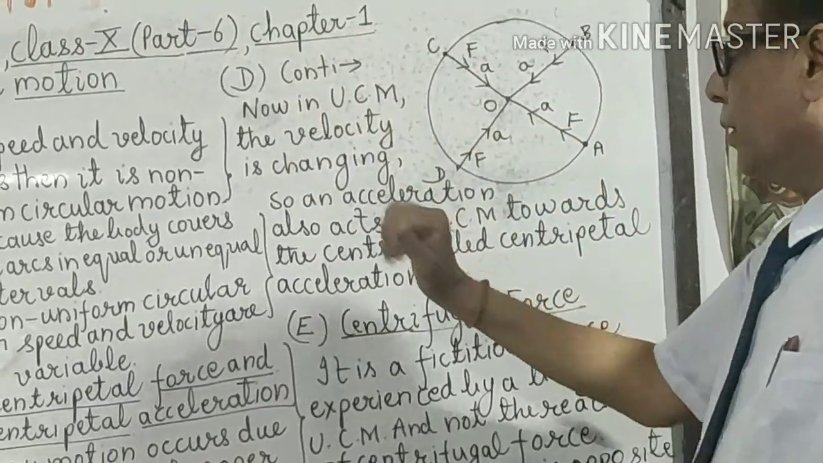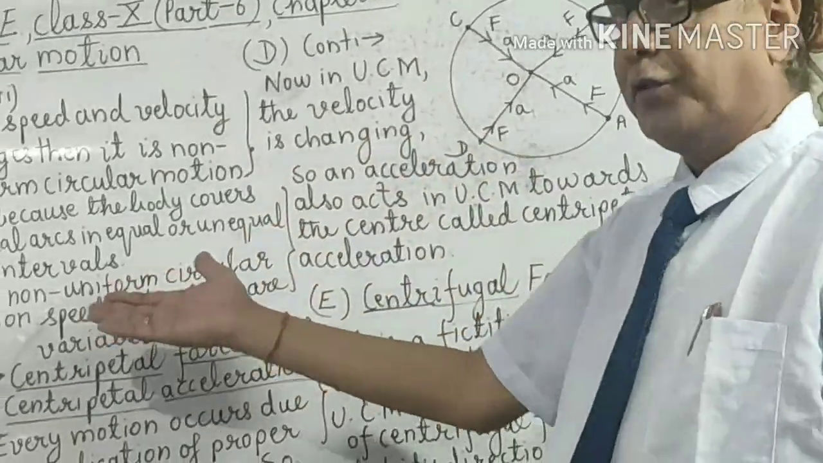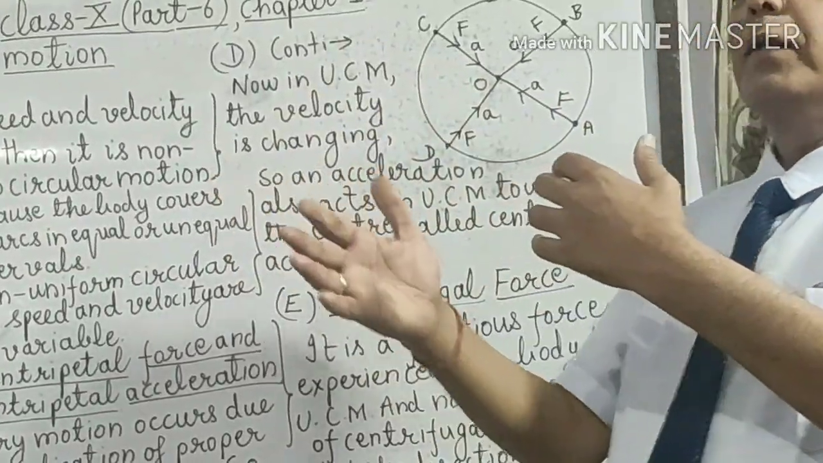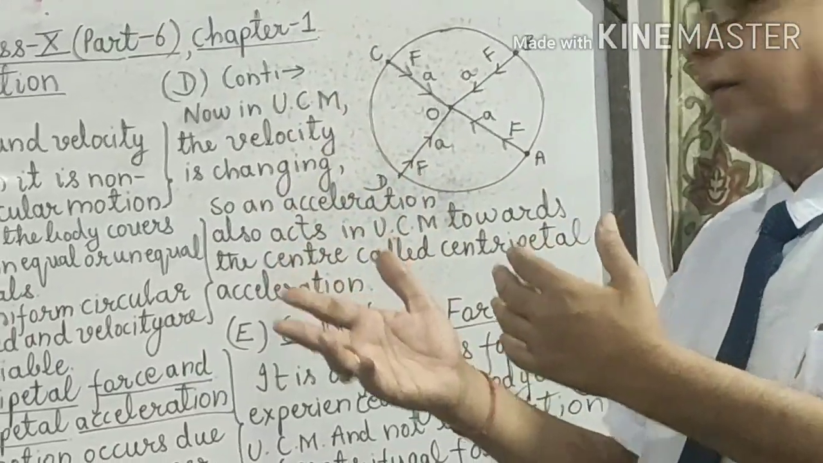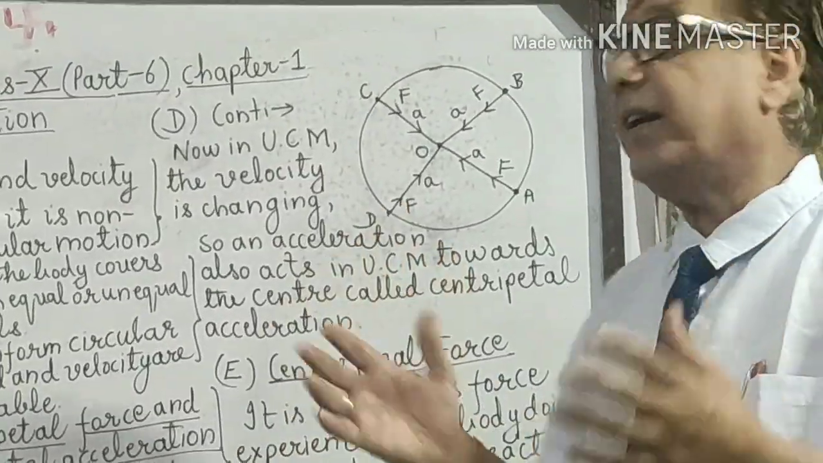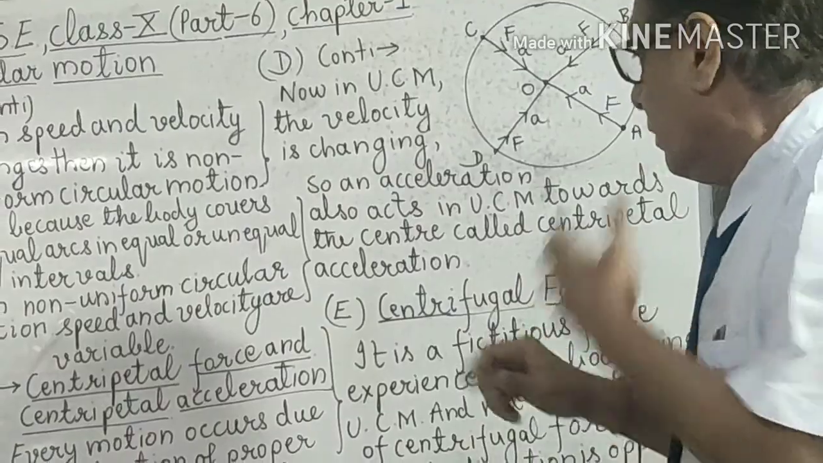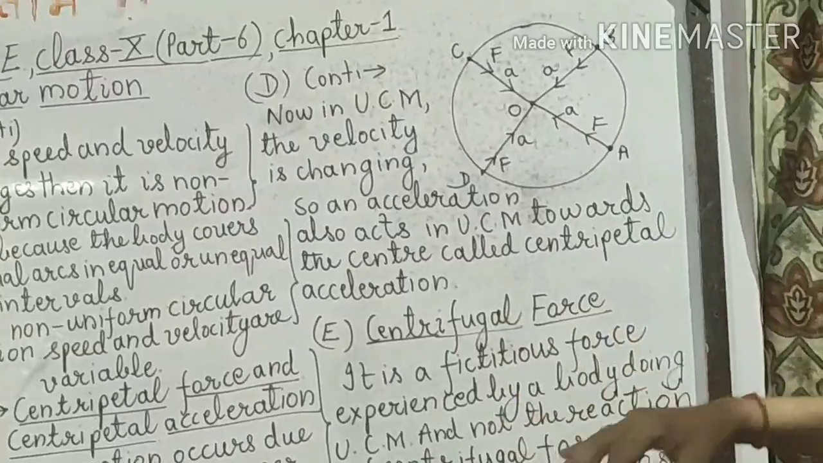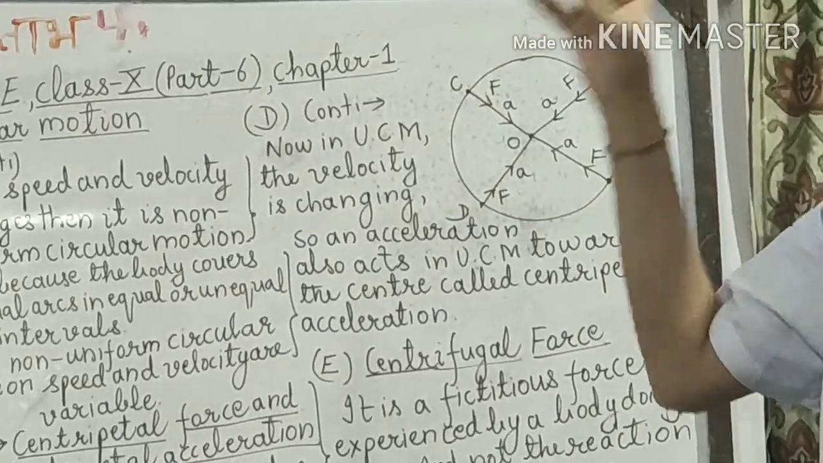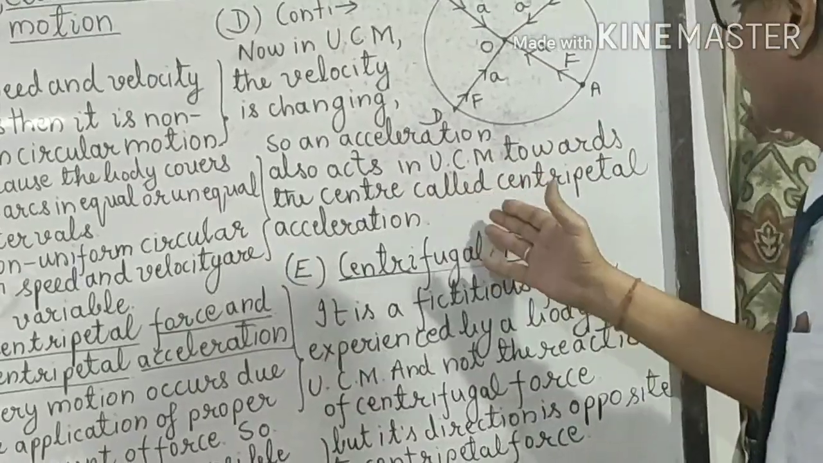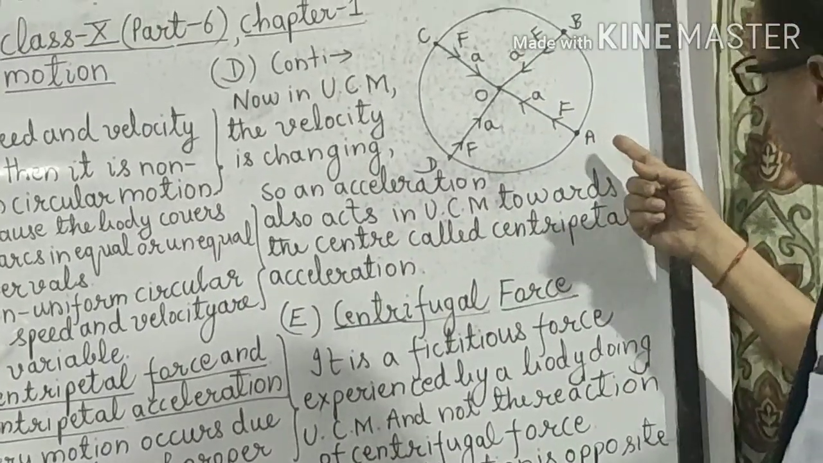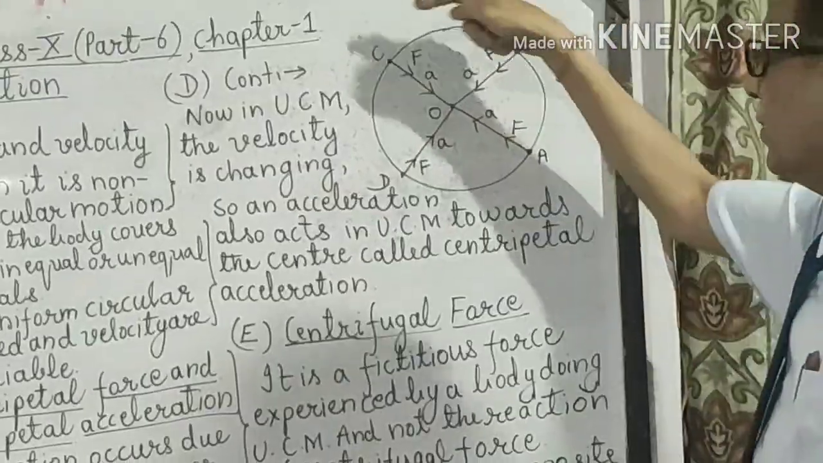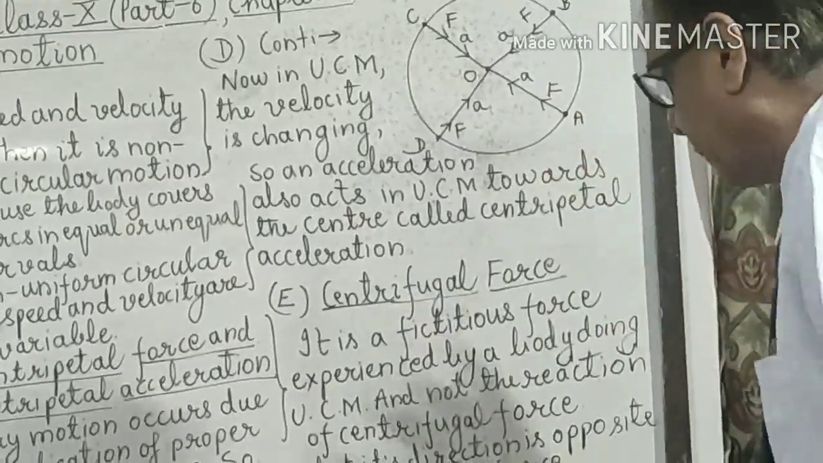Now in UCM, the velocity is changing. And whenever the velocity is changing with time, the motion is accelerated. So UCM is an accelerated motion in which the velocity is changing. So there is an acceleration in UCM, and its direction is also towards the center, which is called centripetal acceleration. So the direction of centripetal force and centripetal acceleration, F and A, are both towards the center. They are drawn here in the diagram.